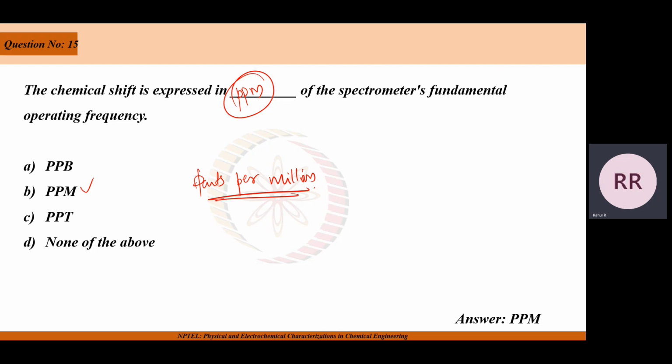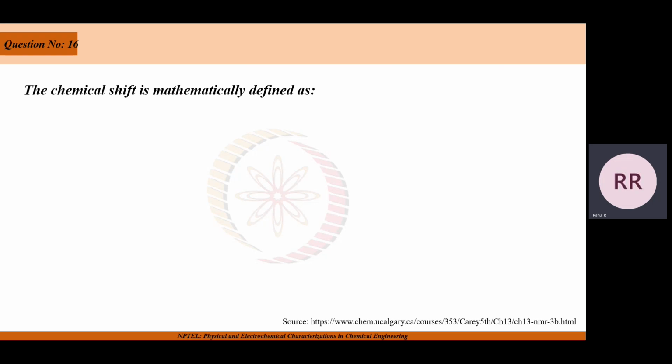Okay, now let's go to the next question. The chemical shift is mathematically defined as... Thus, we need to get a mathematical definition of chemical shift. I'll give you a few seconds to think about what this chemical shift actually is and get a mathematical definition of it. I'll give you a few seconds and I will let you know the answer.